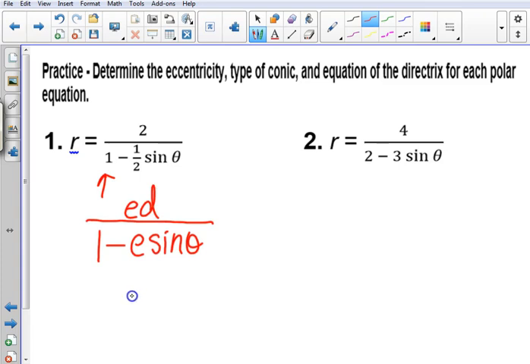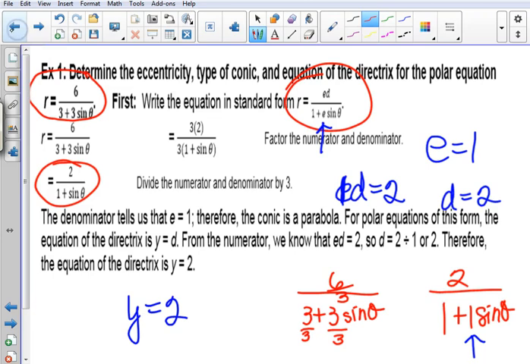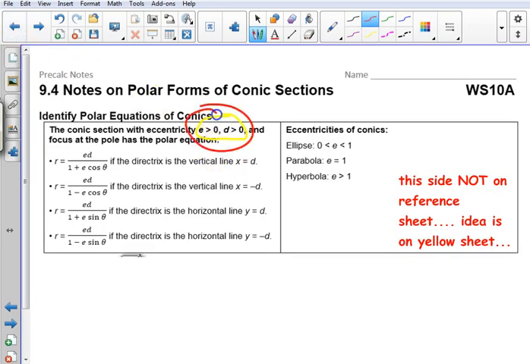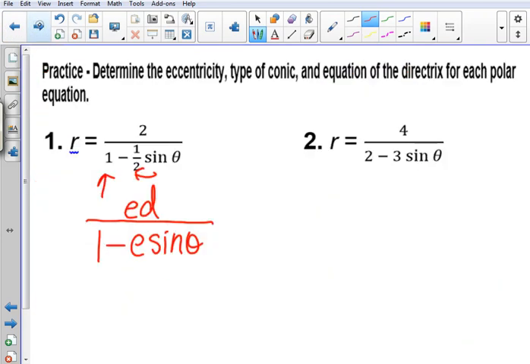So what is E? It is this 1/2 right here, and it's always positive. Back to the definition here, guys. E and D are always positive. If it's a minus, it comes from the equation later. So E is the 1/2 that's right here. So what shape does that make it? Look on your reference sheet if you need to. What does it say? When it's less than 1, it's an ellipse.